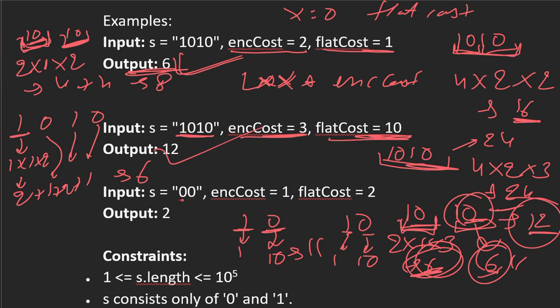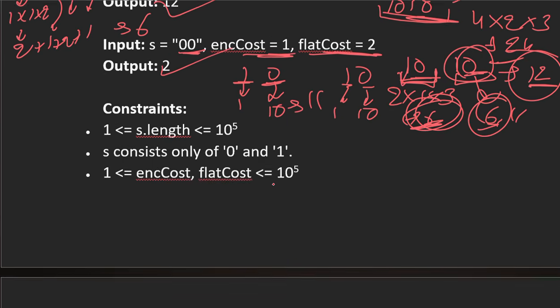So let's see example 3, we have 0 0. So ENC cost is 1 and flat cost is 2. So there are no ones in it, so directly we will be taking flat cost, that is 2. So let's see the constraints.